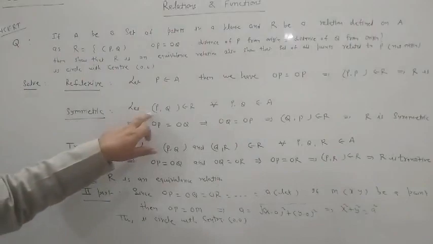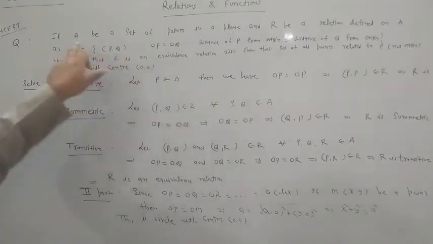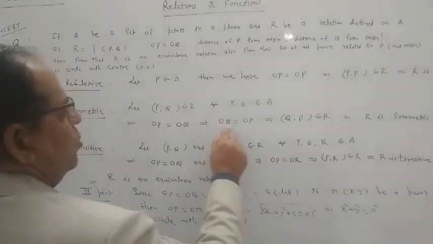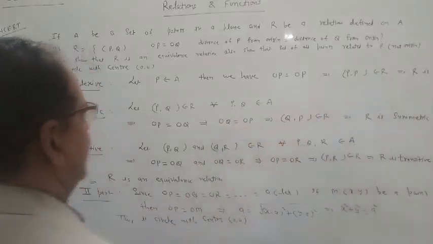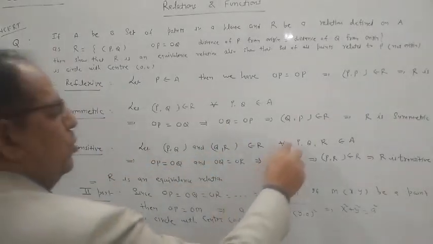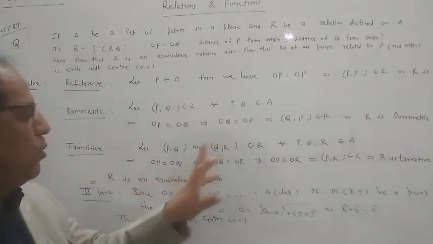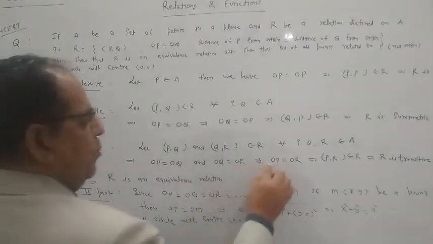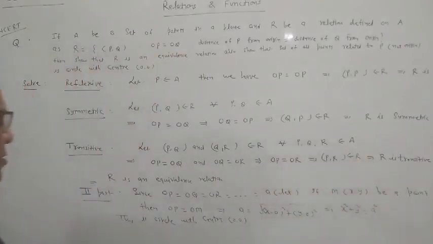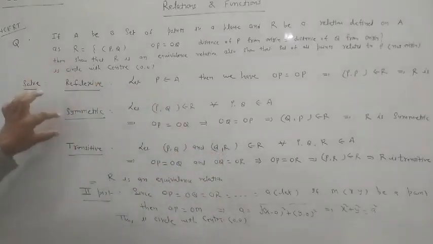Second, symmetric. Take one pair (P, Q) from the relation, (P, Q) belongs to R. If (P, Q) is an element of R, then it satisfies the condition OP equal to OQ, which means we can also write OQ equal to OP, so (Q, P) also belongs to R, so R is symmetric. Transitive. Let (P, Q) and (Q, R) belong to R, where P, Q, R are elements of A. This implies that OP equal to OQ and OQ equal to OR. So OP equal to OR, which implies that according to the definition, (P, R) belongs to R, so R is transitive. So R is an equivalence relation because R satisfies reflexive, symmetric and transitive.